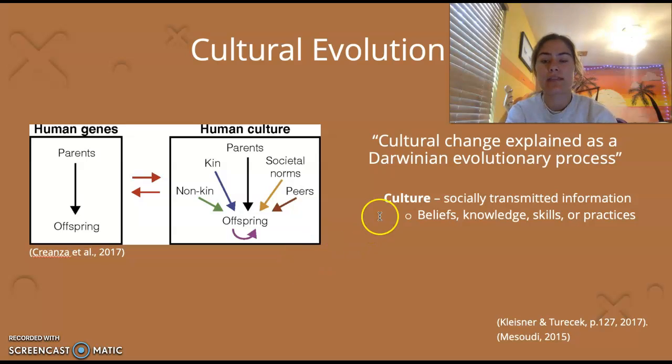And if you look over here at the image on the screen, genes and culture can be passed on to offspring in similar ways. Genes are passed to offspring by parents, and culture can be passed to offspring in the same way, along with being passed from societal norms, or offspring being influenced by peers, kin, and non-kin.